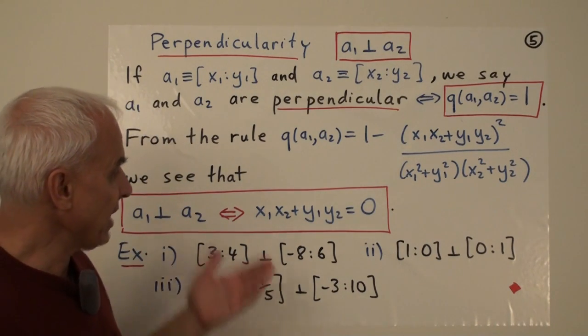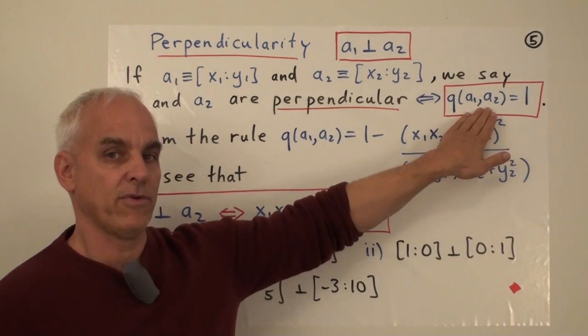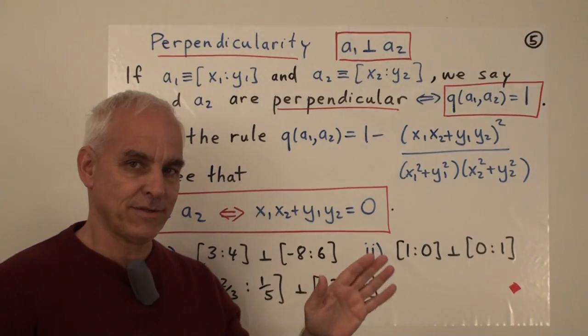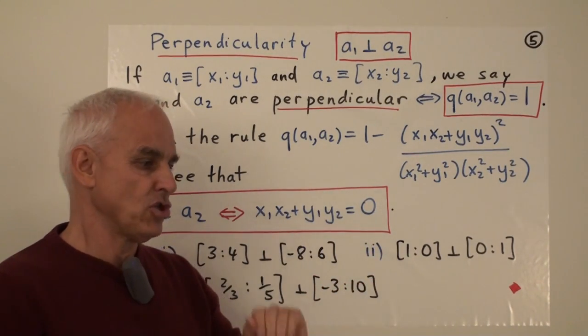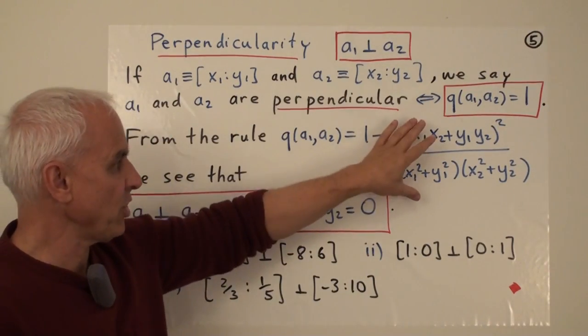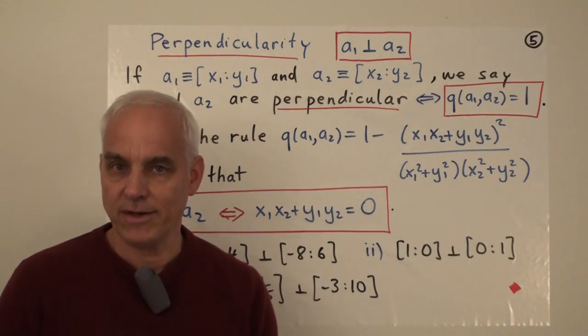So perpendicularity has a very nice interpretation, purely in terms of the projective quadrants. We don't really need to know anything about dot products. Okay? It's just we have two proportions, we have this definition of the projective quadrants, and perpendicularity comes from that.